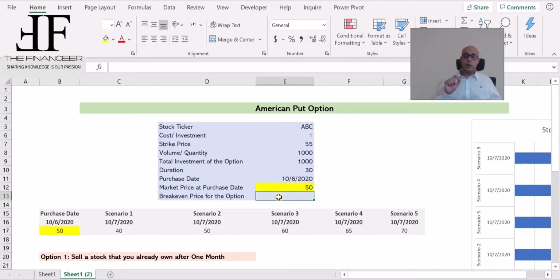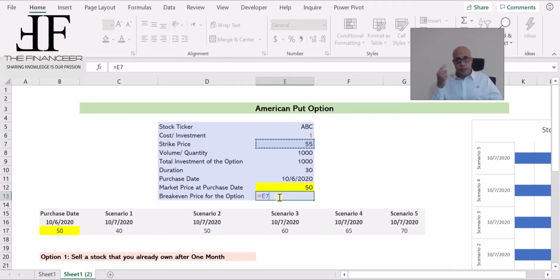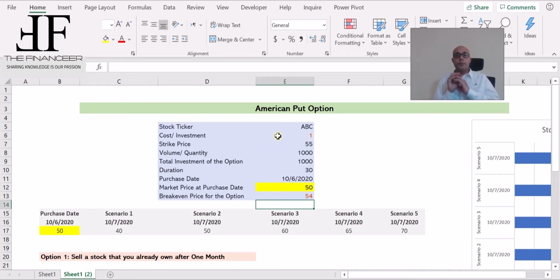The first thing that we need to do is to calculate something called the break-even price. Break-even price is the price at which you are going to start achieving some gains. Let's understand how to calculate it, and let's understand the meaning. The break-even price is the exercise price that you are going to receive if you exercise the option minus the cost that you already paid. Because if you exercise the option, you are going to sell this share using this option and receive $55, and you already paid $1 before per share. So the remaining net proceeds for you is $54. So this is the break-even price.